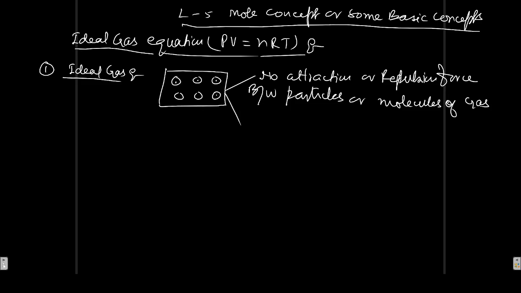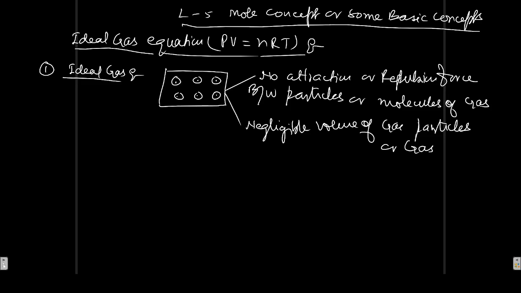the volume of the particles of the gas should be negligible. You can say negligible volume of gas particles, or we can say gas molecules. Dear friends, there is no gas which is ideal, so you can't say that a particular gas is ideal. Naturally occurring gas, there is no gas which follows these two concepts.